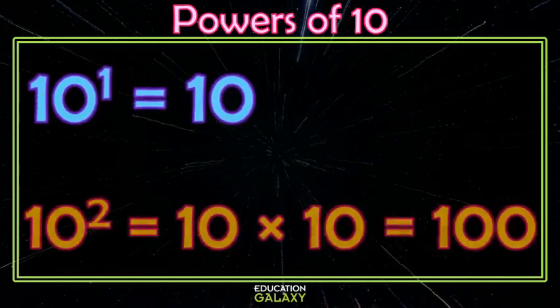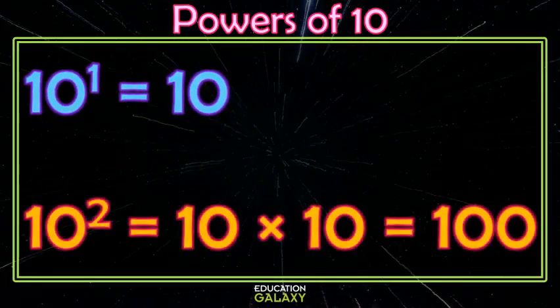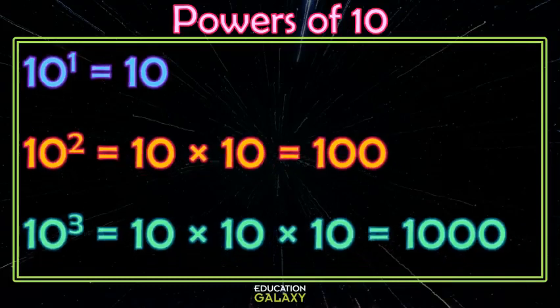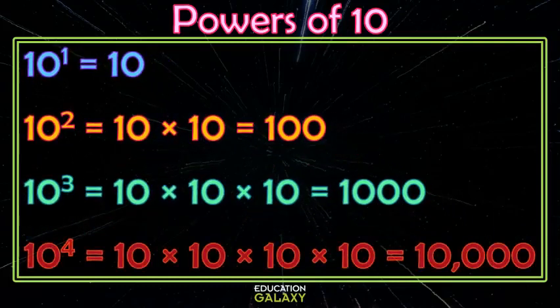But if we have 10 to the second power, we're multiplying 10 by itself 2 times, which gives us 100. And if you could guess, 10 to the third is 10 times 10 times 10, so 3 of those. And of course, 10 to the fourth would be 4 tens. Not 10 times 4. It's 10 times itself 4 times. Do you notice a pattern here?